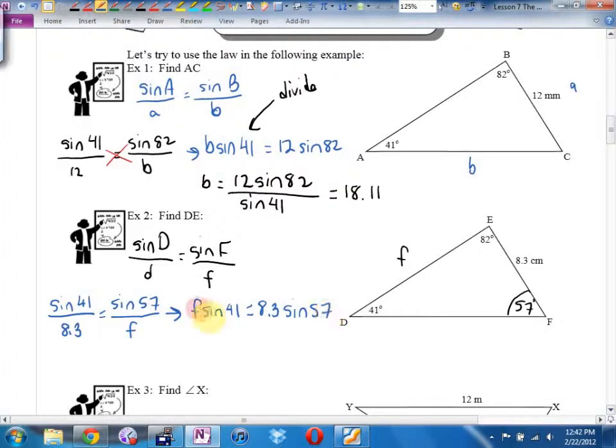Kiara, how would I get the f by itself? By what? Yeah, okay. Divide both sides by sine 41. Right? F is going to end up being 8.3 sine 57. And Natasha, why are we dividing to get the f by itself? Because you told us that it's multiplying, and we always do the opposite to move it over to the other side, right? Good.